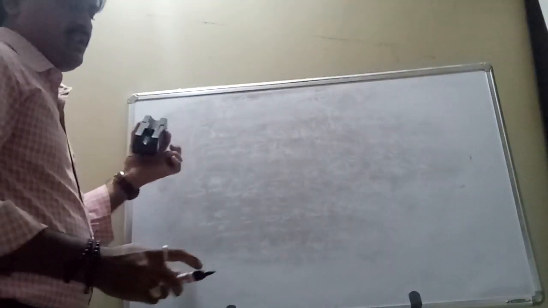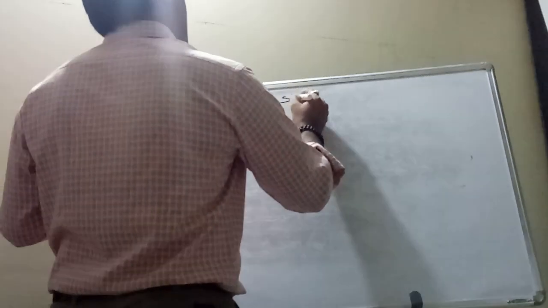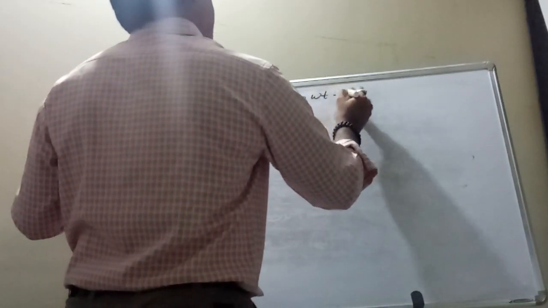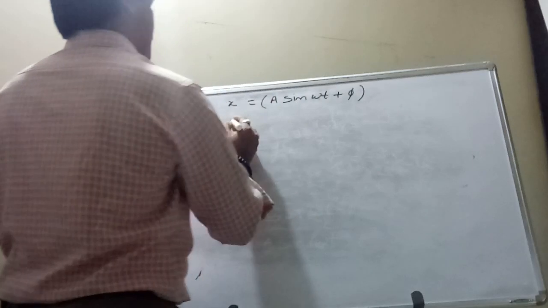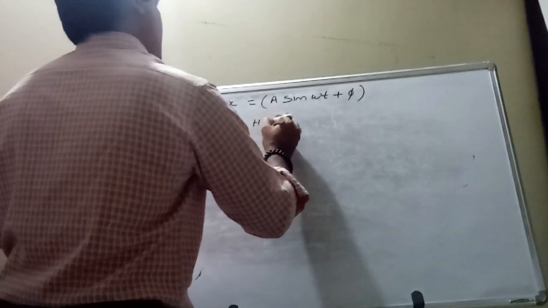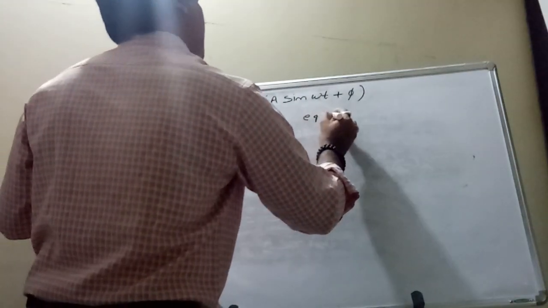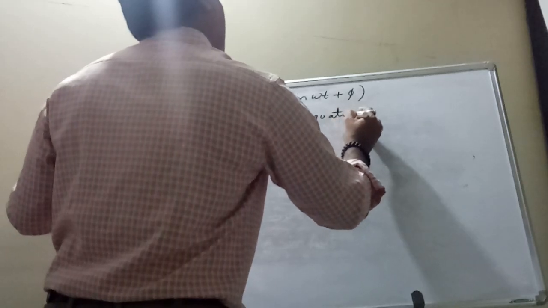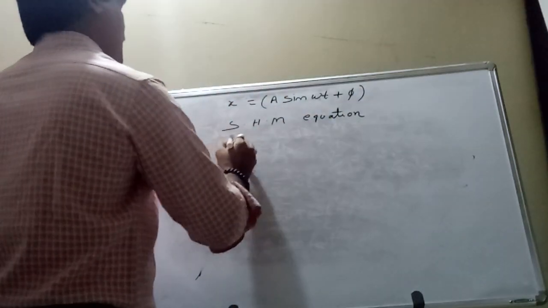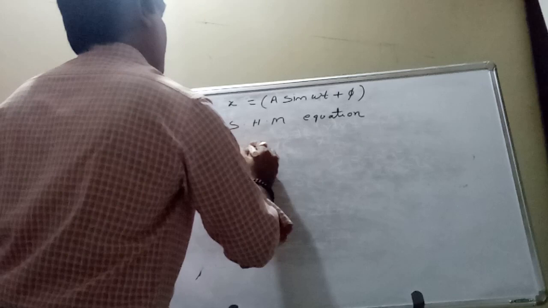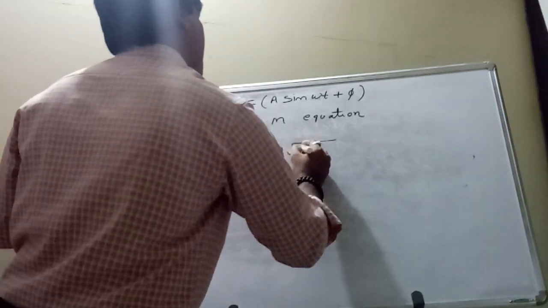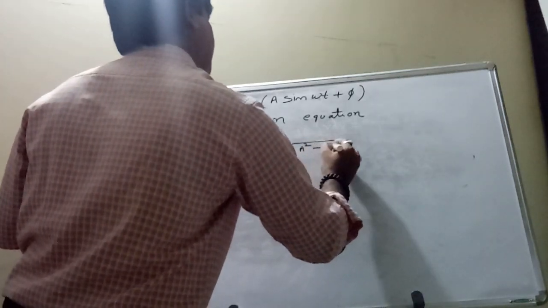So the SHM equation is x = a sin(ωt + φ). The velocity equation is v = ω√(a² − x²).